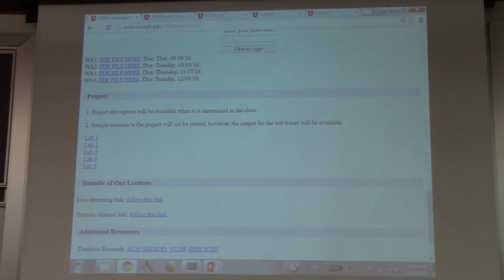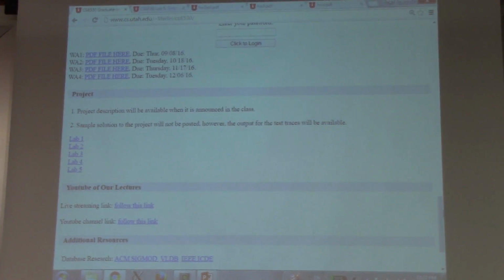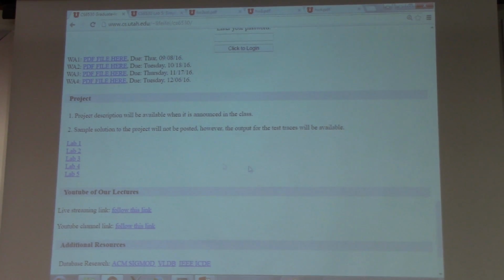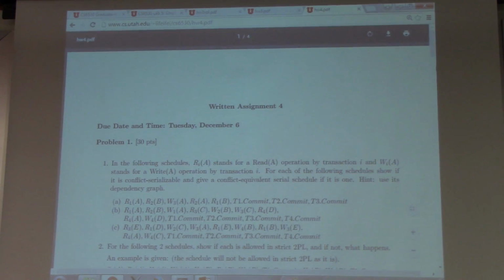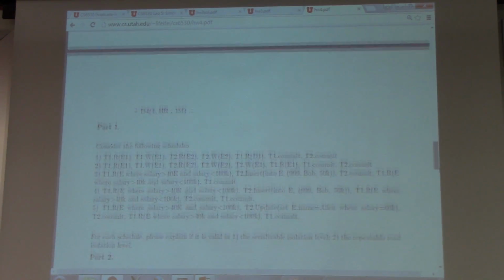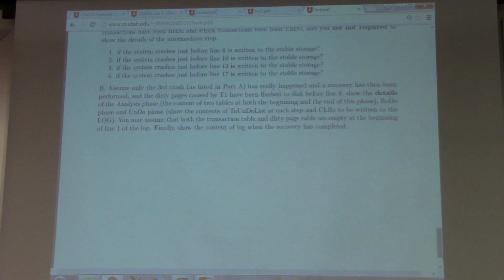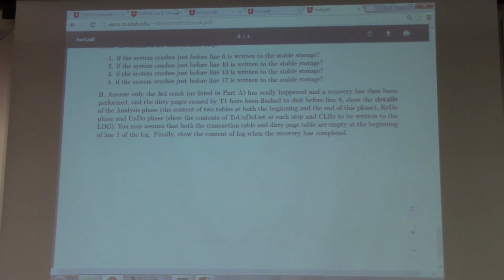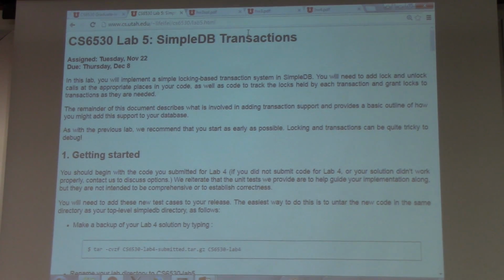You turned in written assignment 3 last week. I released the solution last night, and I will go over that solution really quickly today. I also released written assignment 4, which is on transactions. Everything about transactions, starting with locking and concurrency control, all the way to crash recovery, which we will be covering today. I also released Lab 5 today, which is on transactions.